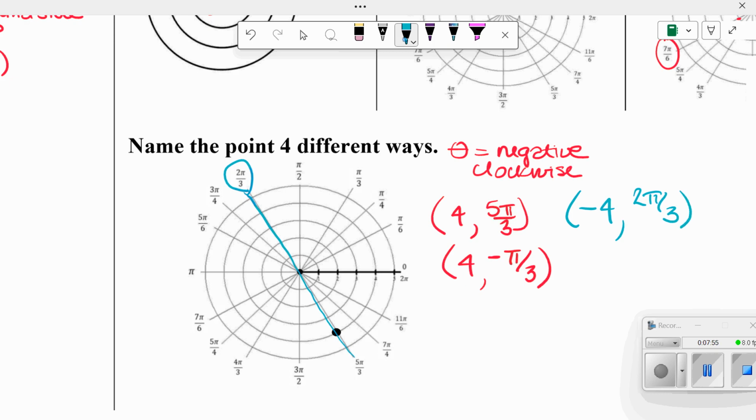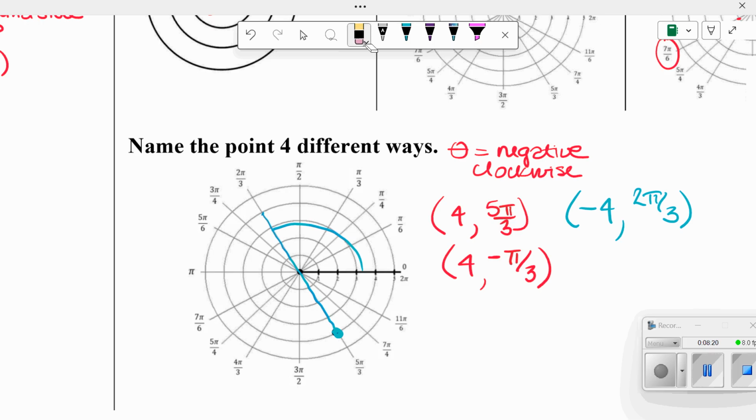Okay, so let's convince ourselves that this is right. I'm going to erase all this. So if I went to 2 pi over 3, so if this is my angle, 2 pi over 3, and I counted out 4, 1, 2, 3, 4. But wait a minute, 4 is negative. So I need to actually shoot it across here, 1, 2, 3, 4. That puts me exactly where we need to be.